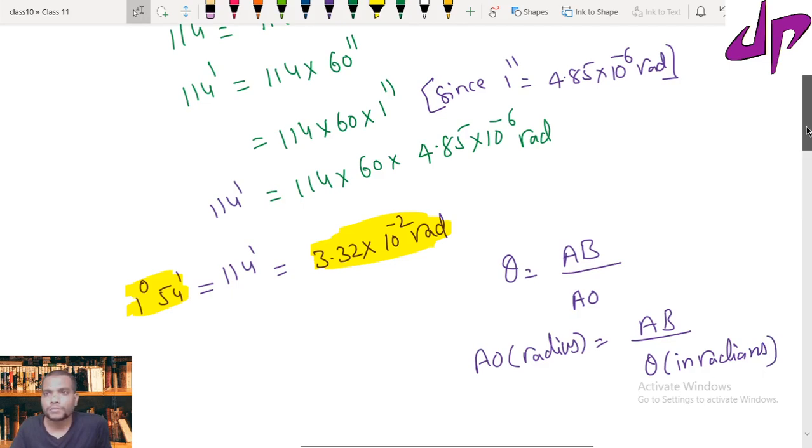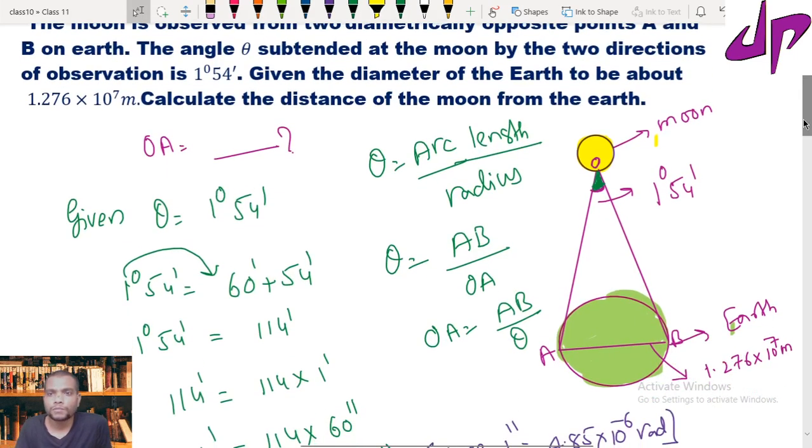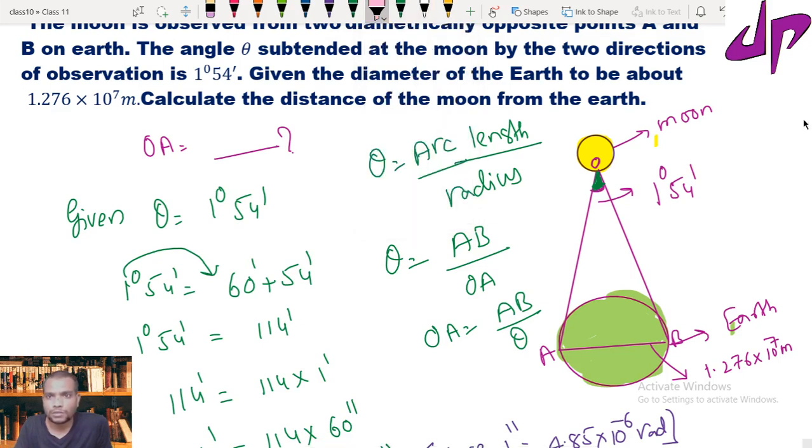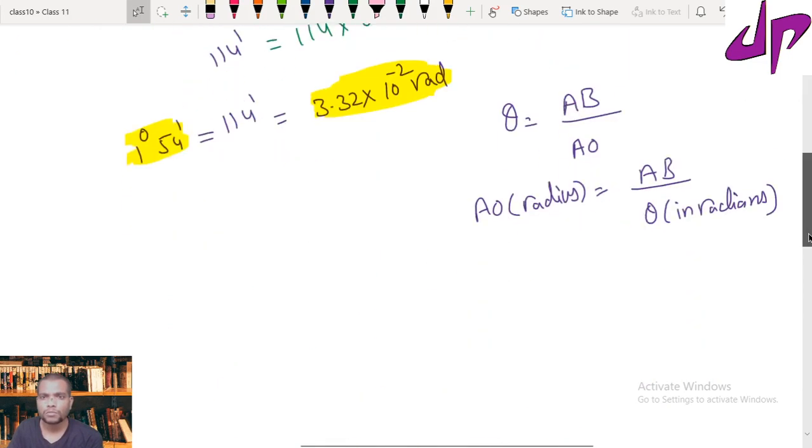You can observe that from the figure which I drew. AB is the diameter of the earth, and that is given. This is the arc length which I mentioned, and this is the triangle we are going to consider. From these triangles we have theta and we have the side AB. Now we can measure the side AO by the formula.